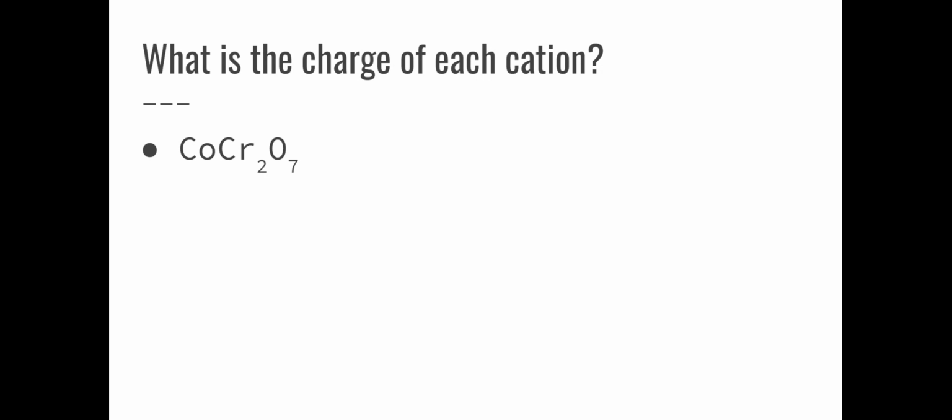So, dichromate is a group. The group has a 2 minus charge. I have one of those groups. I have one cobalt. That cobalt has to cancel the 2 minus charge. Therefore, the charge on the cobalt is 2 plus.